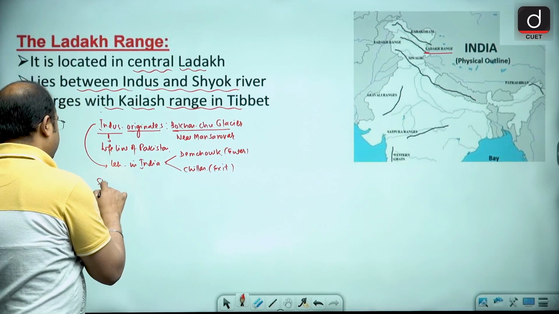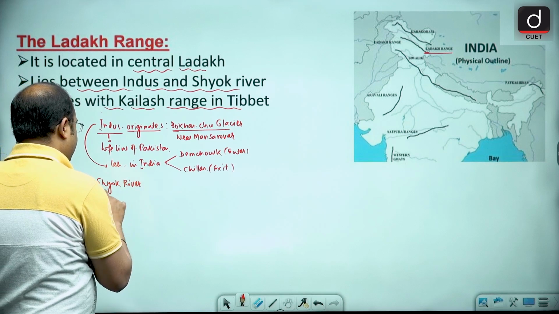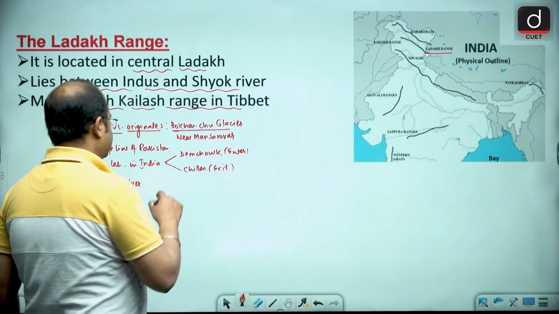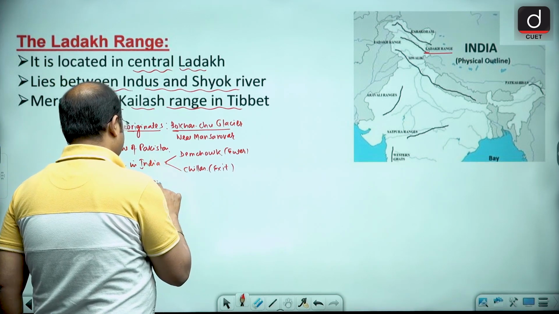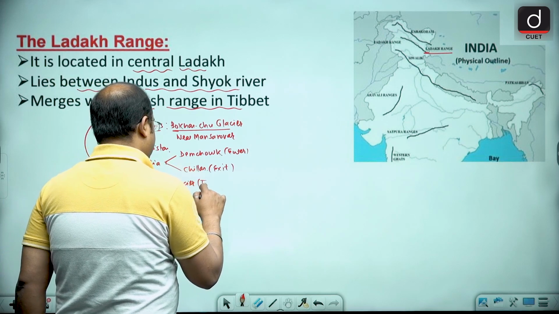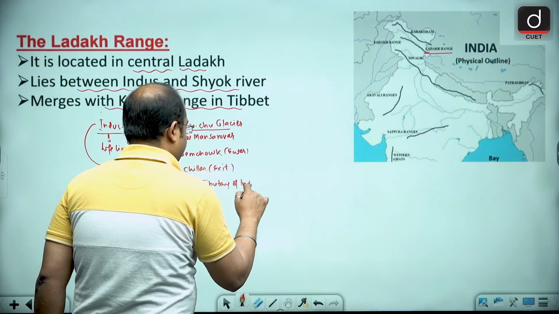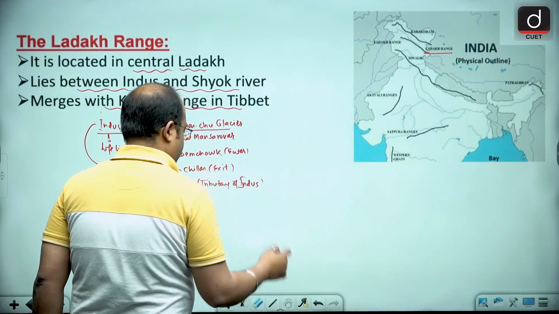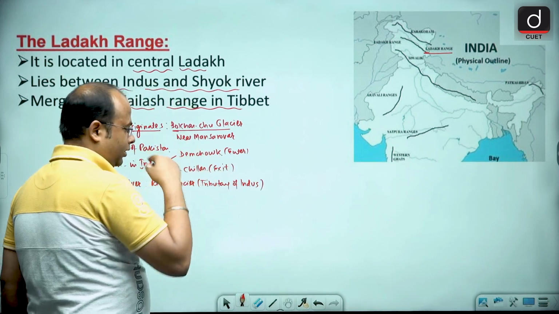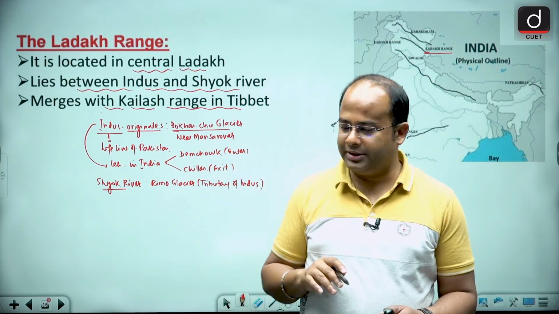And the Shyok river, guys, this is a tributary of Indus, and it originates from the Remo glacier. Is that clear to all of you guys?